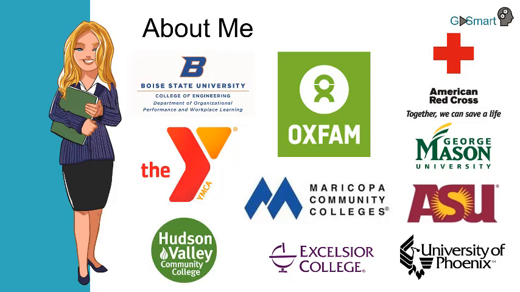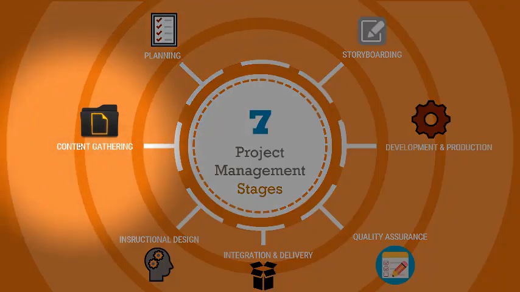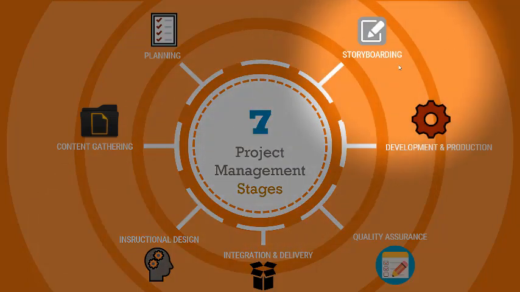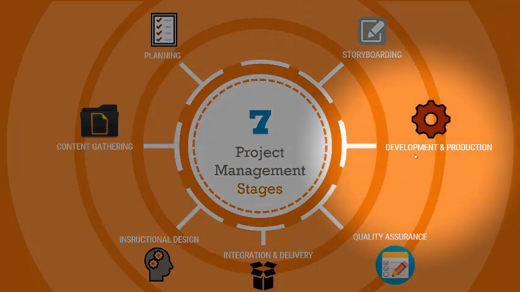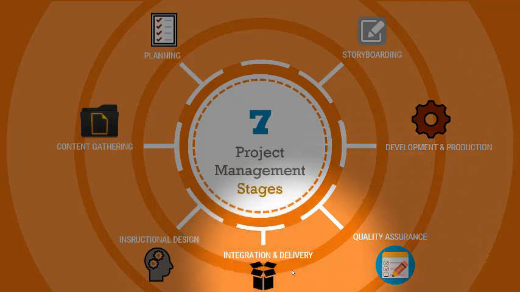Today, I'm going to talk about how to successfully manage an e-learning project internally. My approach represents a 10-year proven process that I've developed based on my experience with a wide variety of clients around the globe. There are 7 stages of project management that I want to talk about. They include planning, content gathering, instructional design, storyboarding, development and production, quality assurance, and integration and delivery.